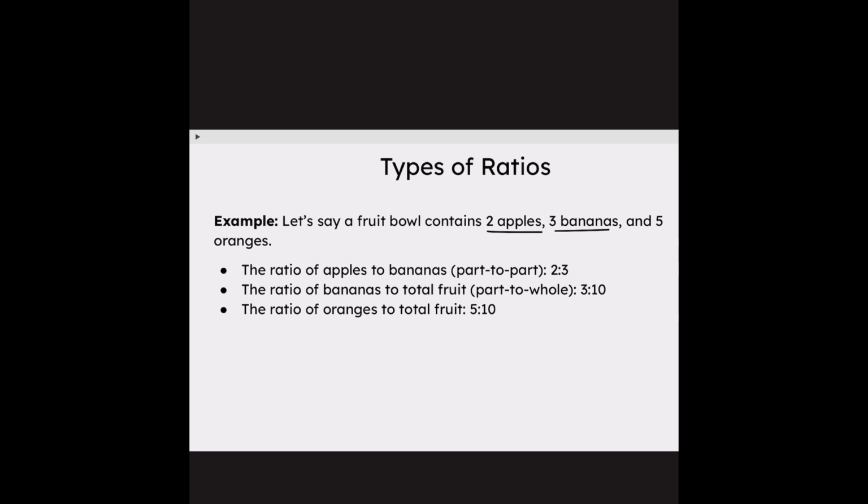So if I were to ask what is the ratio of bananas to total fruit, that's going to be 3 bananas to 10 pieces of total fruit. And this is a part-to-whole relationship because bananas is a part while 10 pieces of fruit is the entire thing. That's the entire fruit bowl. The ratio of oranges to total fruit is going to be 5 to 10. This is also going to be a part-to-whole ratio because we're comparing the part, which is the number of oranges, to the whole, which is the total number of fruit.